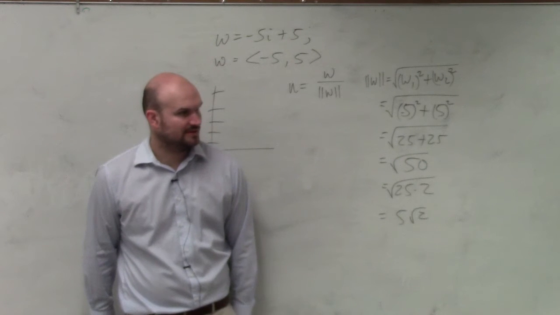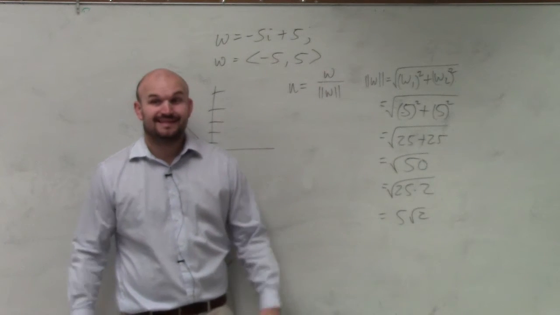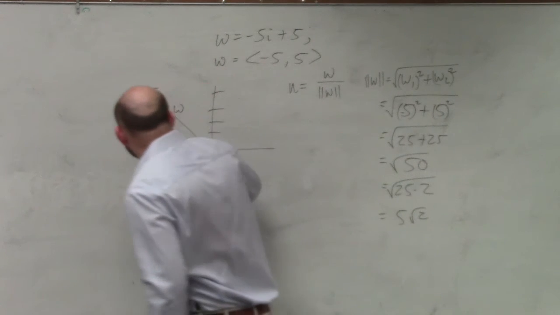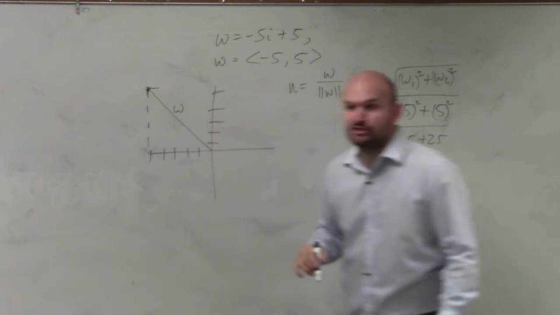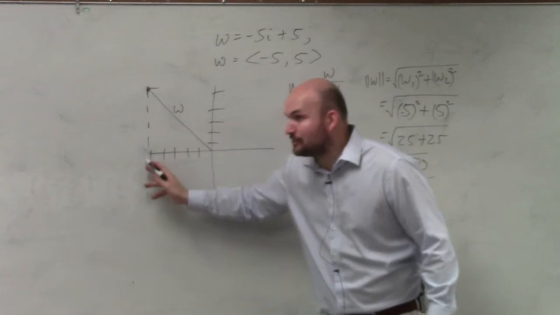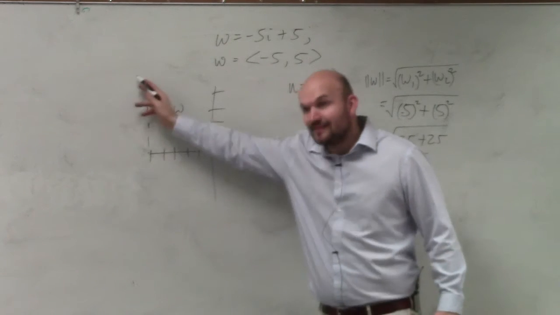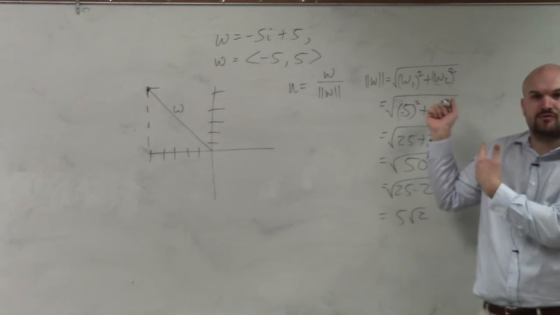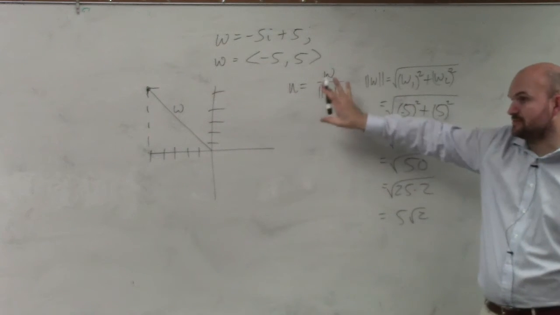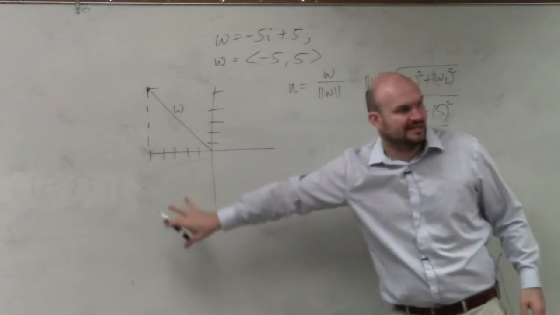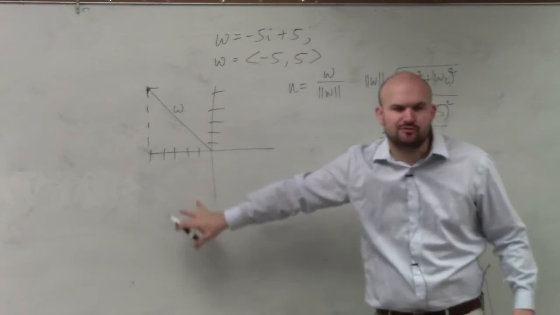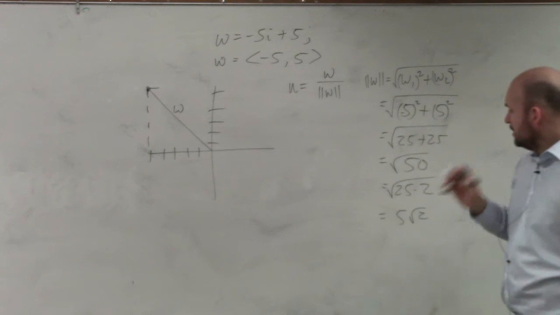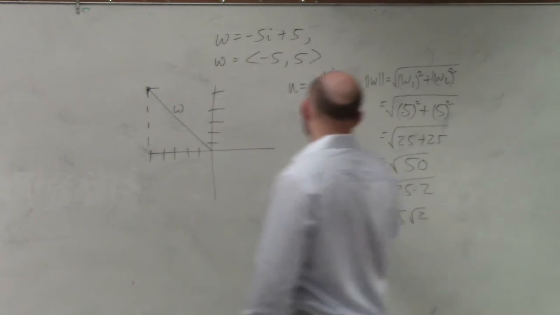Does everybody follow me with finding the magnitude? The magnitude is the length, right? Would you agree that if I create a triangle on this, 5 squared plus 5 squared gives the length of that? That's basically what I did with this formula. But you want to know this formula because you're not always going to want to spend the time to graph it to get that visual reminder. So our magnitude is 5 square root of 2.